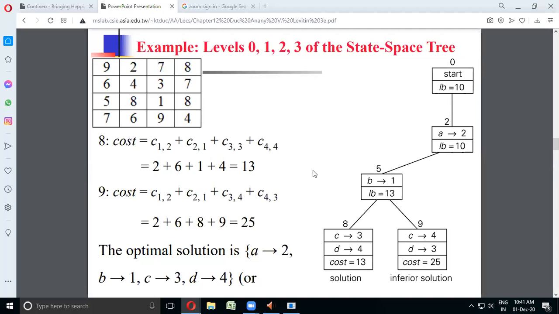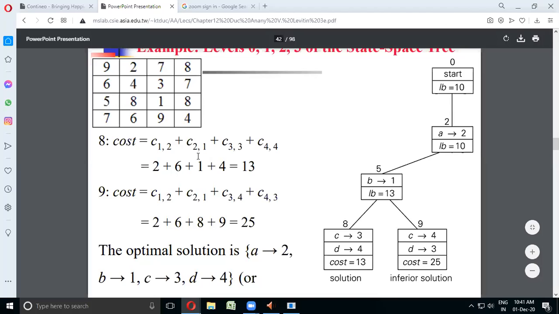Now again, we have to look for another solution. So what is that solution? We will see. Okay, so here if you see the eighth node, what is the eighth node talking about? The first person will be assigned the second job, that is 2, plus the second person will be assigned the first job, so 2 plus 6. And then the third person will be assigned the third job. So here it is 1, and the fourth person will be assigned 4. So 2 plus 6 plus 1 plus 4.